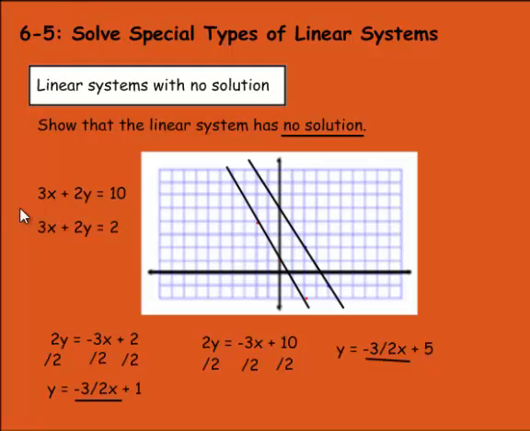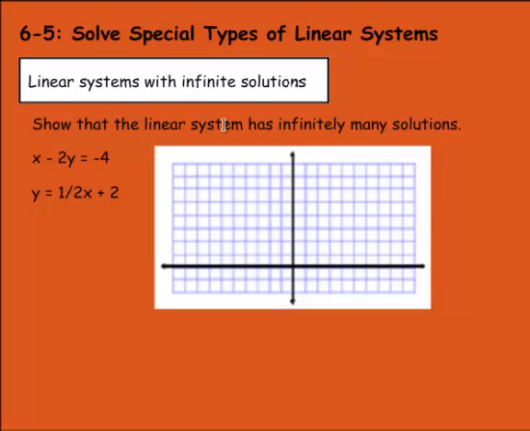The other way is to eliminate here. If we subtract both sides, that would give us 3x minus 3x is 0. 2y minus 2y is 0. 10 minus 2 is 8. 0 does not equal 8, meaning that this is not a solution. So this is one way to show that. This is the other.